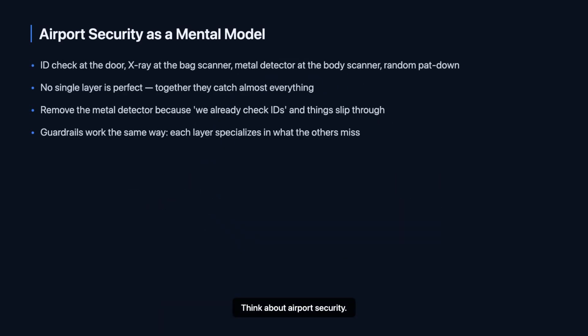Think about airport security. There's an ID check at the door, an X-ray at the bag scanner, a metal detector at the body scanner, and an occasional random pat-down. No single layer is perfect. The ID check doesn't see what's in your bag. The metal detector doesn't care who you are. But stack them together, and almost everything gets caught. Now imagine the airport removes the metal detector because, quote, "we already check IDs at the door." That's how things slip through. Guardrails work the same way. Each layer specializes in what the others miss, and the only mistake is treating any one layer as enough.